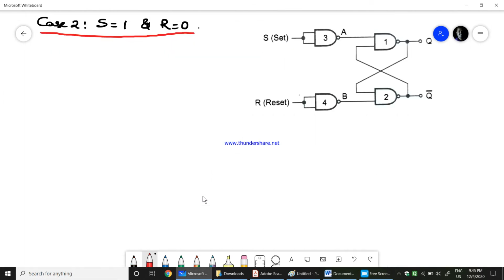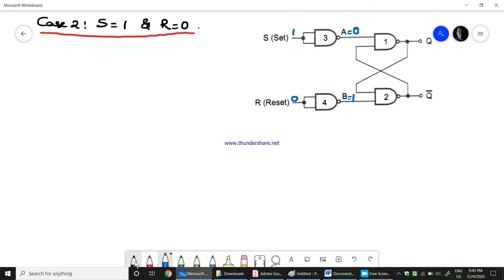Now let us look into case 2. In case 2, we see that S equals 1 and R equals 0 is assumed. So this makes A equal to 0 and B equal to 1.